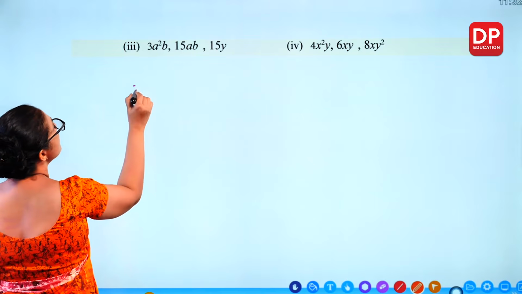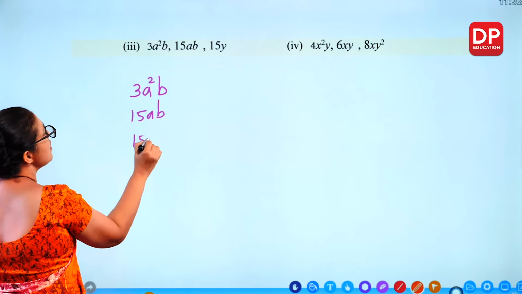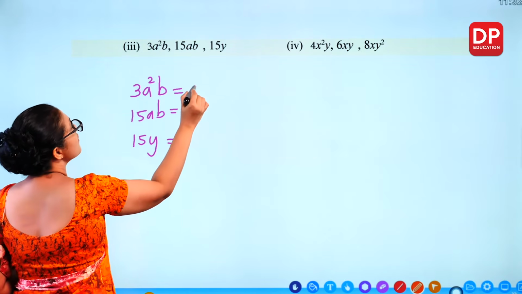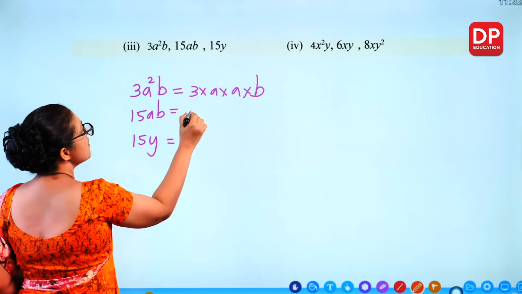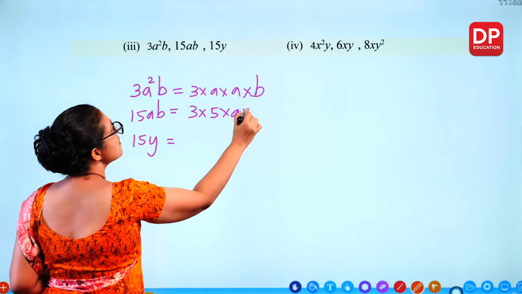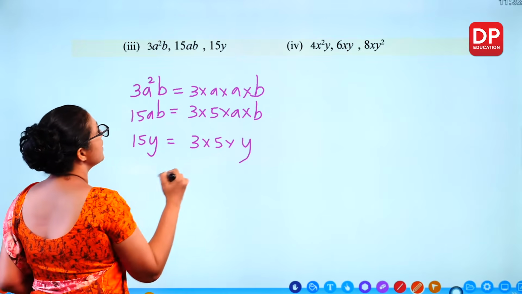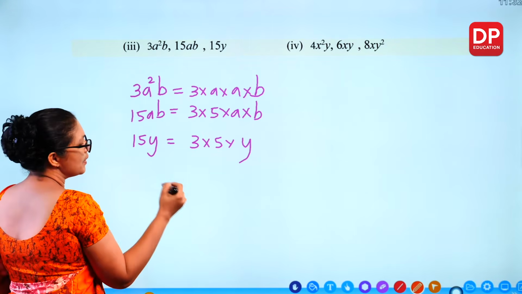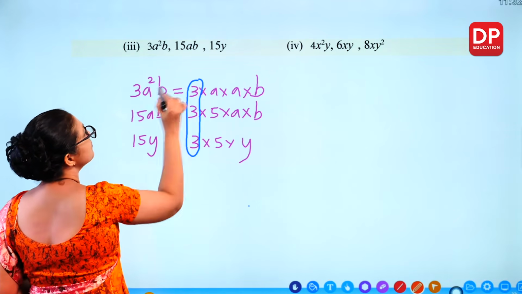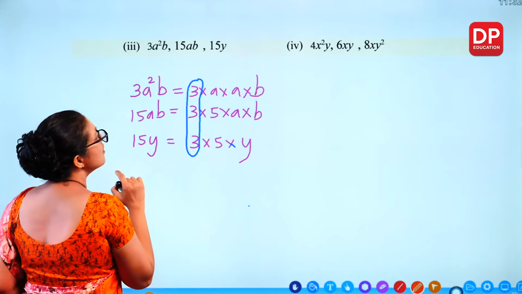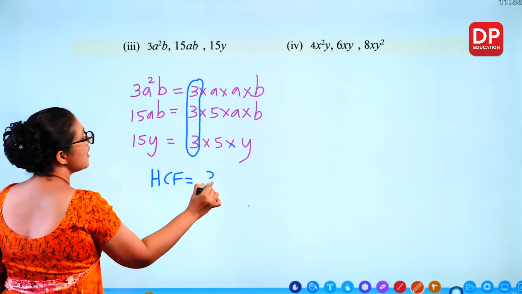This one we'll write separately. 3a squared b, 15ab and 15y. 3 times a times b. 15ab, 3 times 5 times a times b. 15y is 3 times 5 times y. Now, what's common? 3 is common. That's all. 5 is not common here. So, highest common factor is 3.